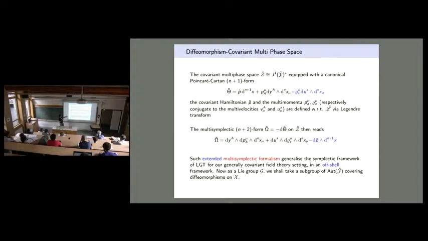So you have an extended multisymplectic formalism, which generalizes the symplectic framework of Lie group thermodynamics, and is off-shell in the sense that we never say anything about solutions. So it's just our phase space, extended phase space. The same thing you would have in mechanics when you just consider a collection of points and their conjugate momenta.